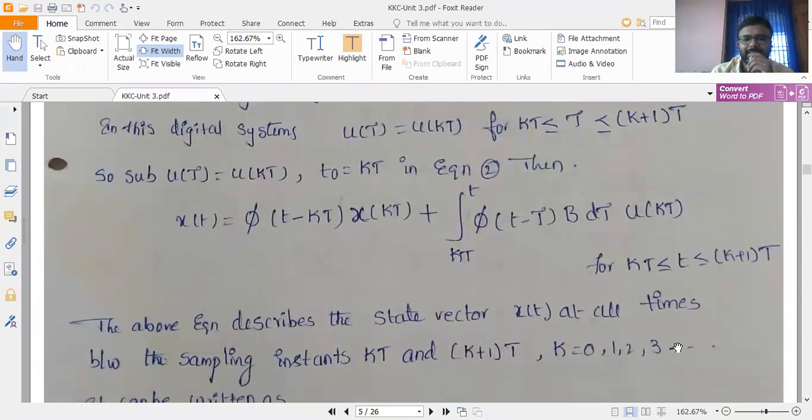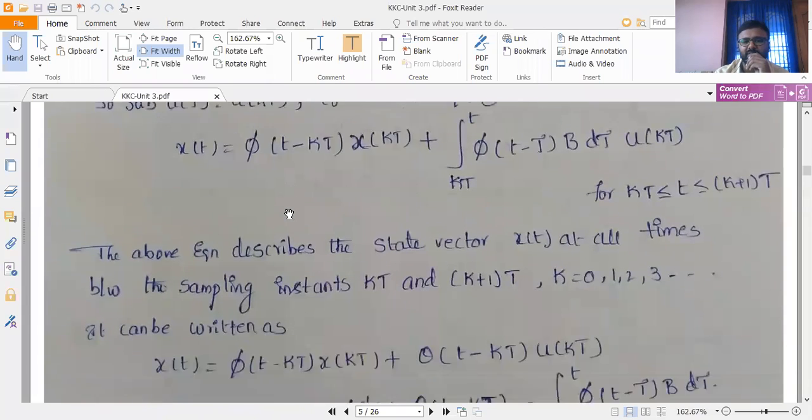This is the equation describing the state vector x of t, the state variable, and the sampling intervals are taken from kT to (k plus 1) into T.